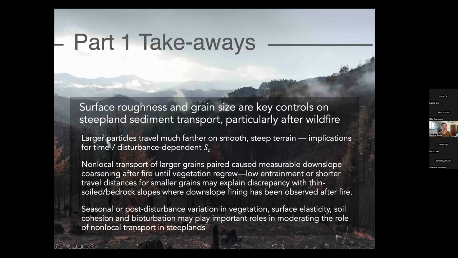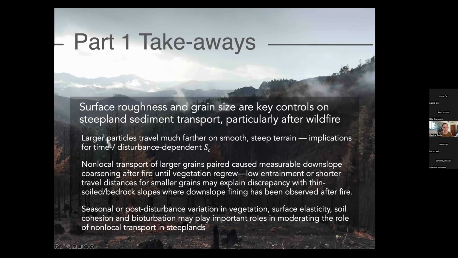Surface roughness and grain size are key controls on steepland transport. The larger particles travel much farther on smooth, steep terrain, which has implications maybe for time or disturbance-dependent critical slopes, if you want to think about it that way. For example, compared to the study I showed by Al-Neely.